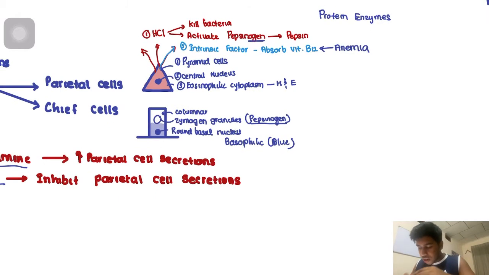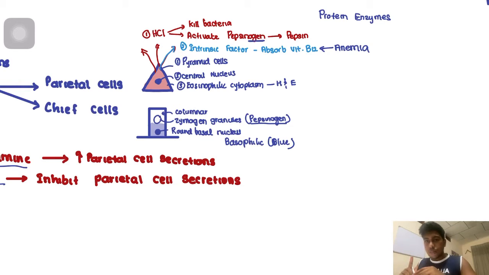Try to always draw the cells so that you can easily remember and understand. These cells are pyramid-like cells with a central nucleus. I drew the center in red because it has an eosinophilic cytoplasm, and it has two functions. One is to release HCl, which kills bacteria and activates pepsinogen to pepsin.